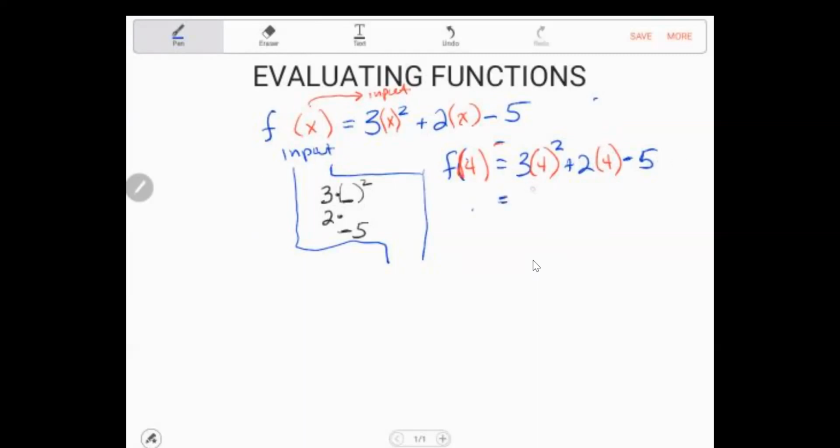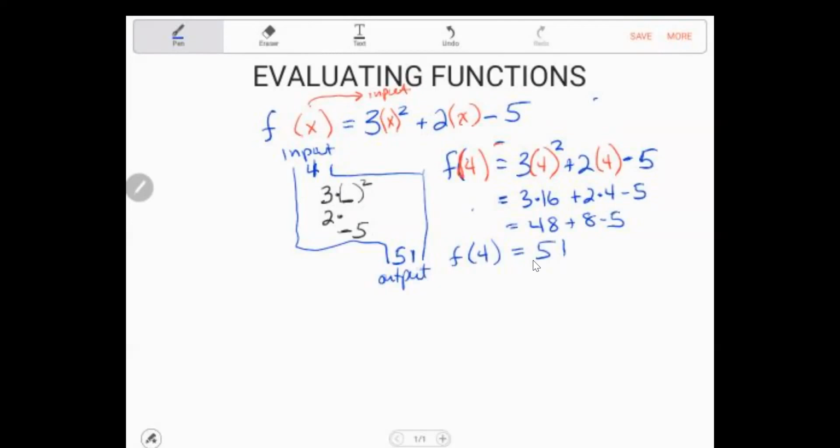I'm going to do it by hand here. I know that 4 squared, 4 times 4, is 16. So this is 3 times 16, and then this is 2 times 4, and then I have minus 5. That's going to give me 48 plus 8 minus 5, and that's going to give me 51. So f of 4, when I put a 4 in here, 51 comes out down here. That's my output, 51 in this case.